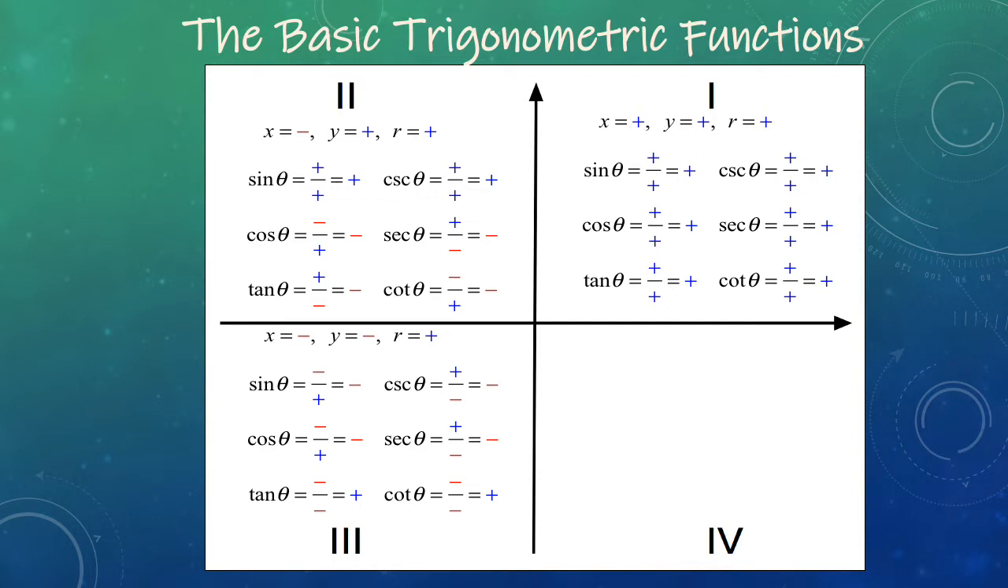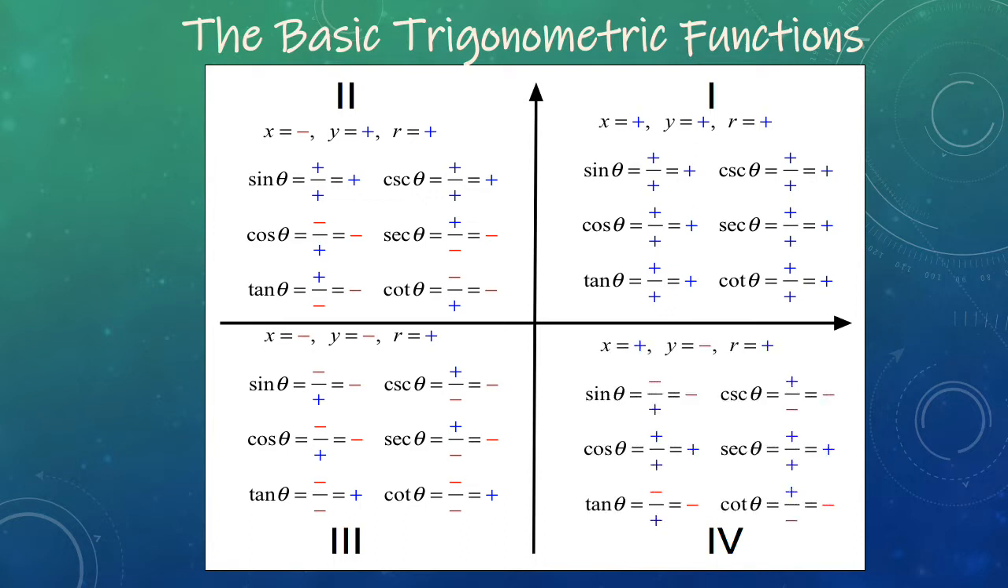And the same relationships will be true with the cofunctions. So the only trig function that is positive of the main three in quadrant 3 is the tangent function.